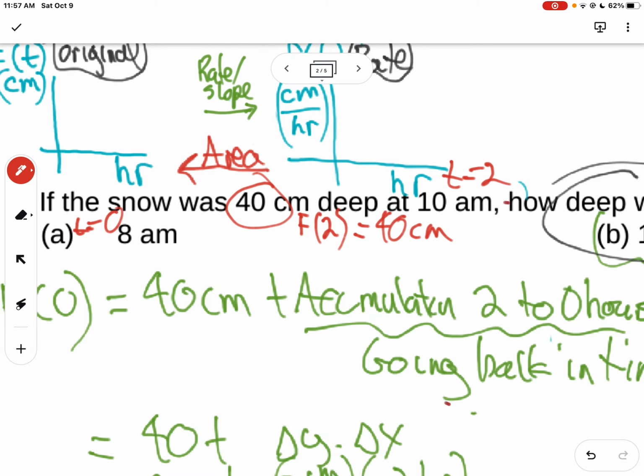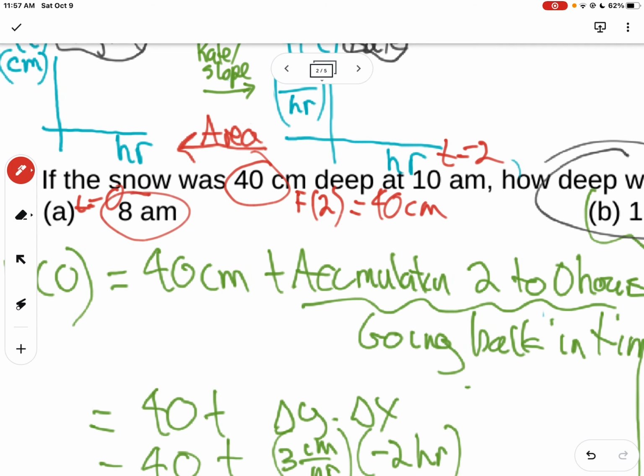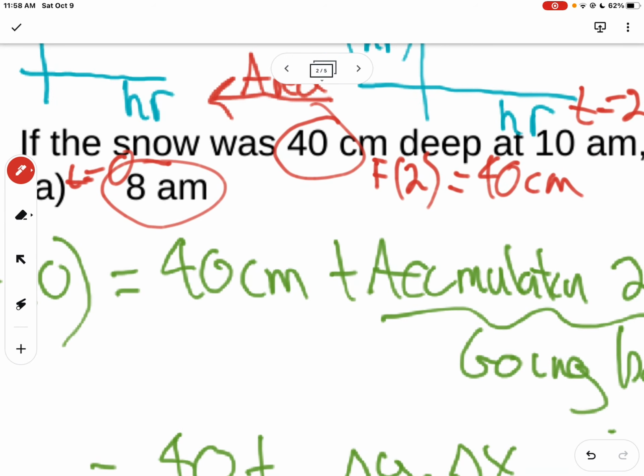Okay, so that's what we know. Then what we want to figure out is the depth at 8 a.m. Is the depth of snow big F or little f? Well, we think it's big F because it's an original. So I want to figure out what F at 0 is. That's my unknown.